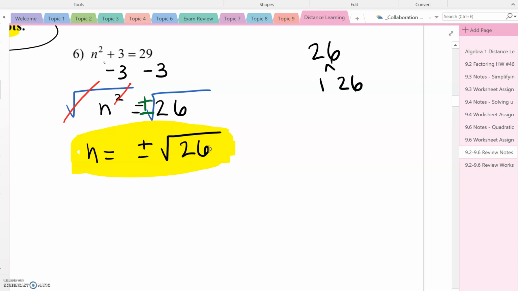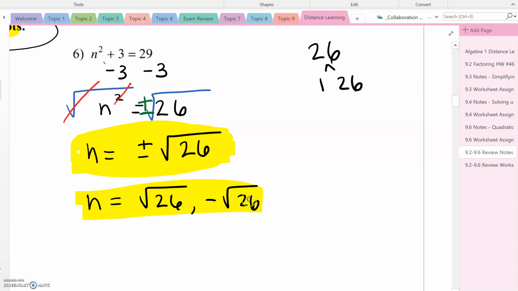So our answer here is just n equals plus or minus the square root of 26. If you don't like writing it like that, you can write it as 2 separate answers, and it means the exact same thing.